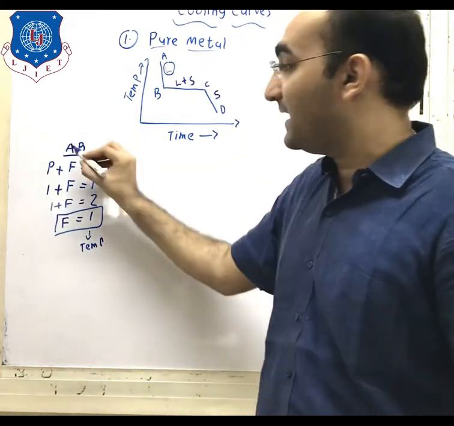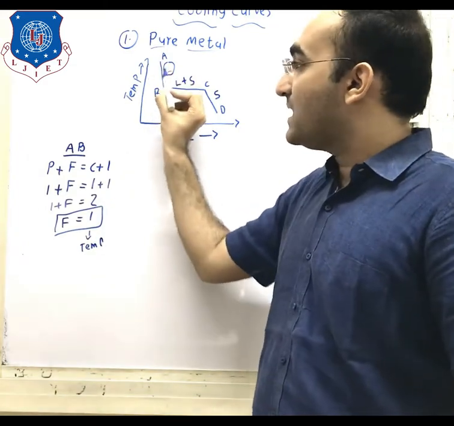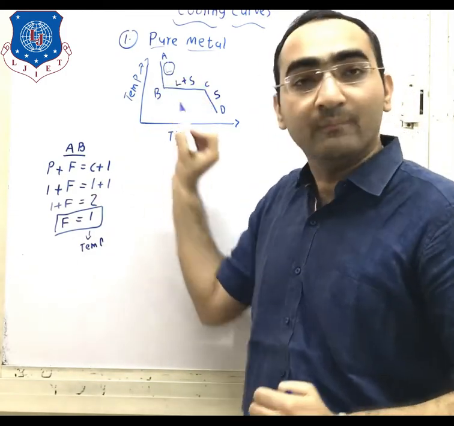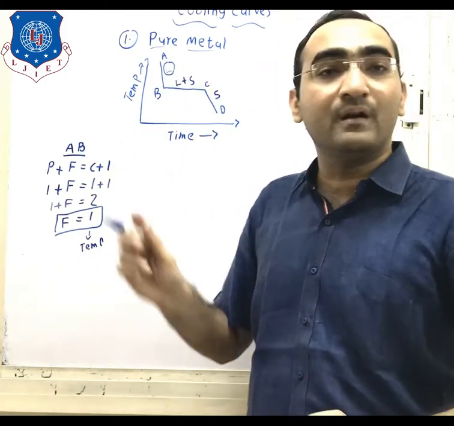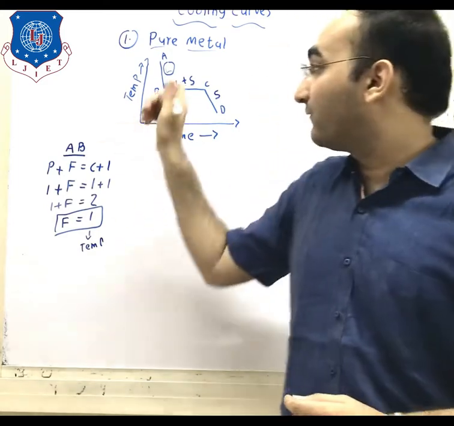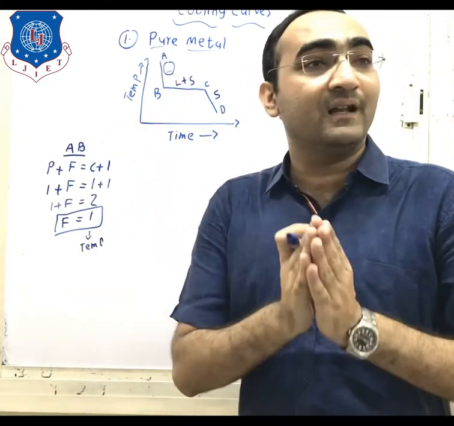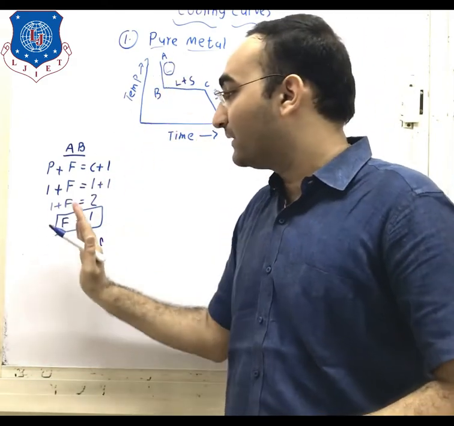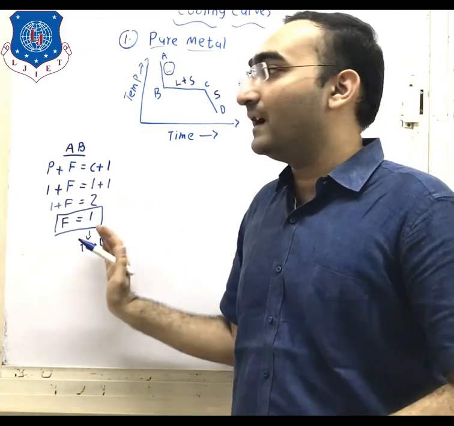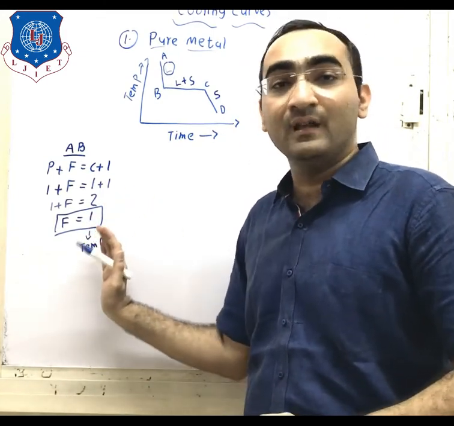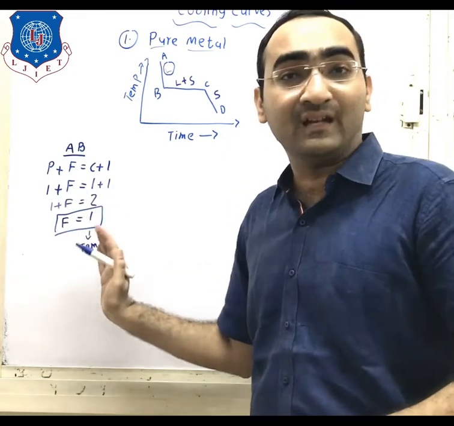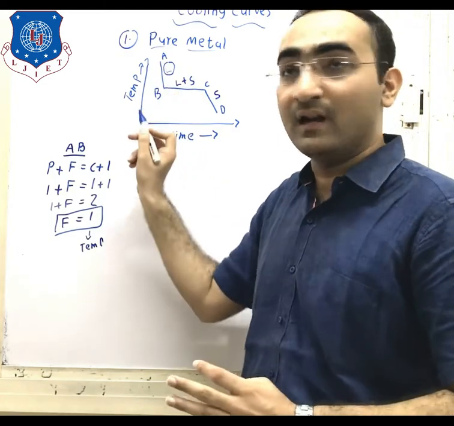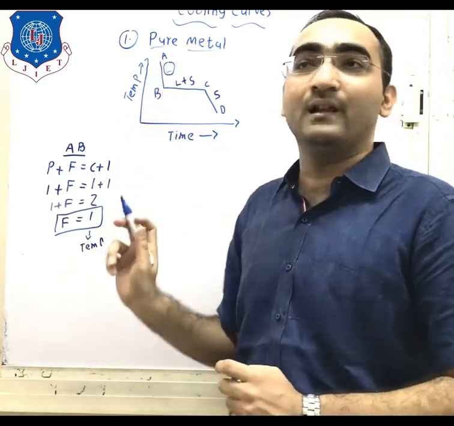Let us come to the region AB. During AB, if you change the temperature, either increasing or decreasing between A and B, you can see the phase of the material will not change. That means the degree of freedom for this particular cooling curve, or for the pure metal, will be equal to 1. That is the temperature. If you change this temperature, still no change can be seen in the phase. The phase will be as it is, that is the liquid phase.